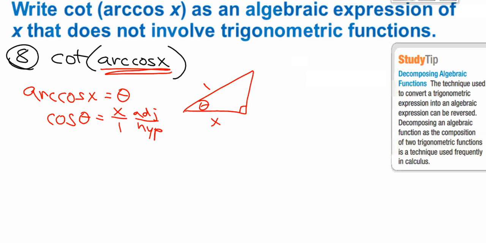Well, do I need it? Yeah, I do. I'm just checking. Can I figure out what the opposite side is? What is it? The what of that? Yep. And so it's the square root of 1 squared minus x squared, because that's the hypotenuse. Square root of 1 squared is 1 minus x squared.